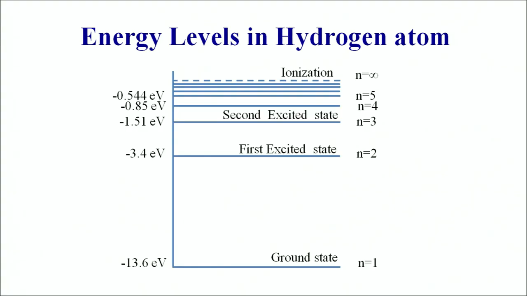This figure represents the energy levels in hydrogen atom. In this figure, we can see that for the ground state, that is n equal to 1, the energy is minus 13.6 electron volt.